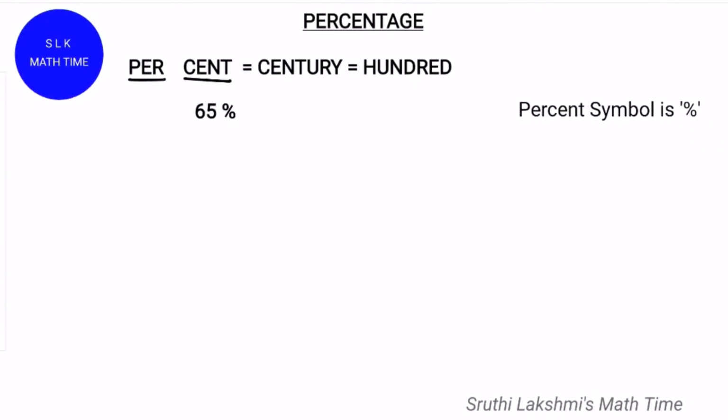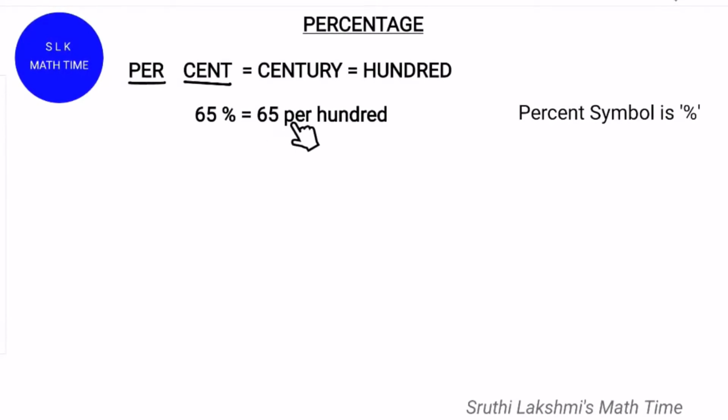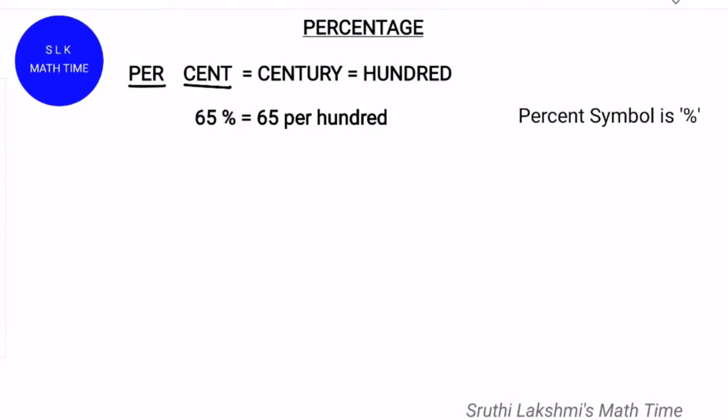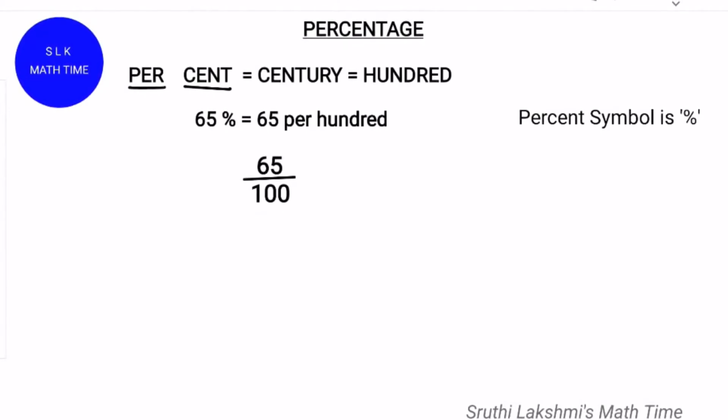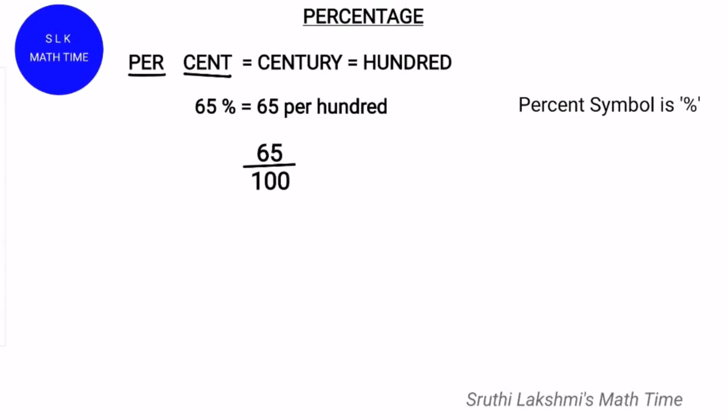So 65% means 65 per 100. Per means division. So 65 divided by 100. Anytime you have a percent, you can put the number over 100. So 65 by 100 and get rid of the percent sign. Don't forget to simplify the fraction if possible.